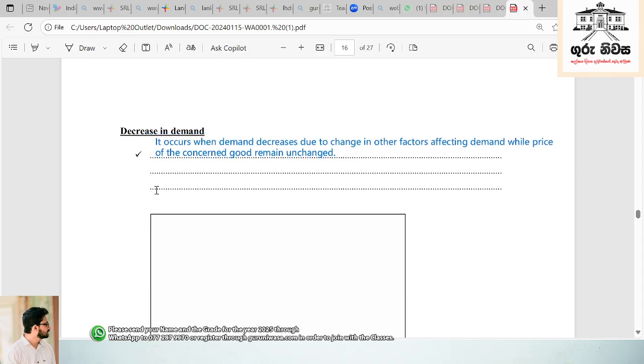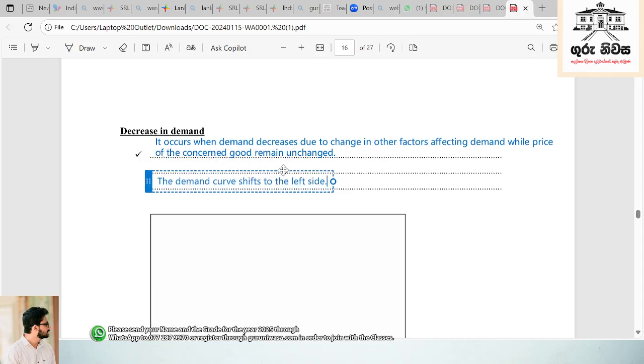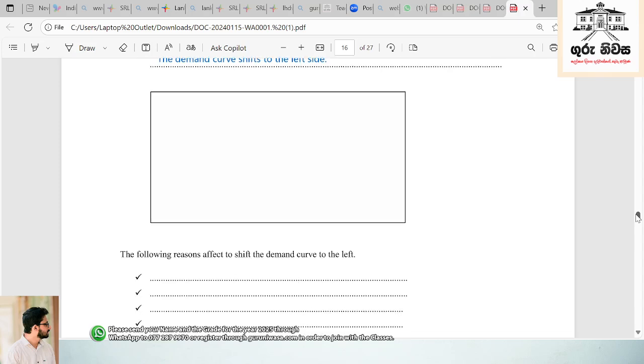Okay. Next point, write down: demand curve shifts to the left side. Then draw the demand curve. Here the demand curve shifts to the left side. Draw the original demand curve.